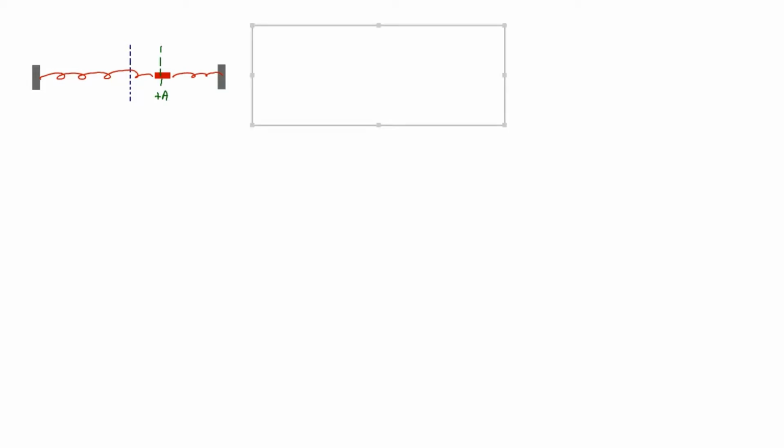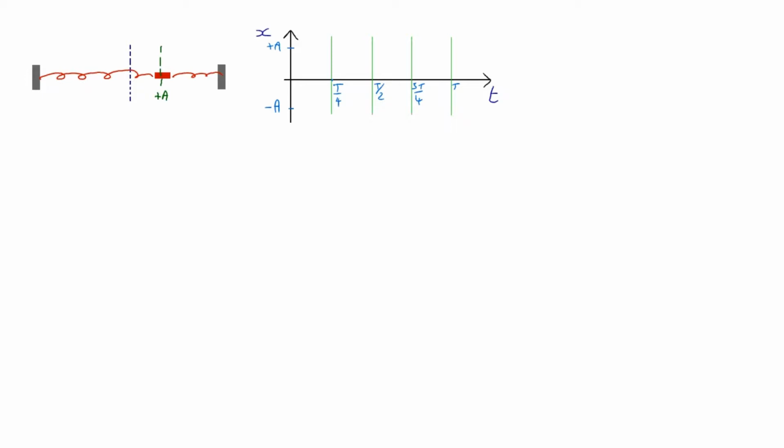We've looked at the graph. The graph of that motion is a nice cosine graph, and of course we know the equation. And we know the equation is x equals A cosine omega t, where of course omega is the angular velocity of something going in a circle with the same time period as the oscillator.